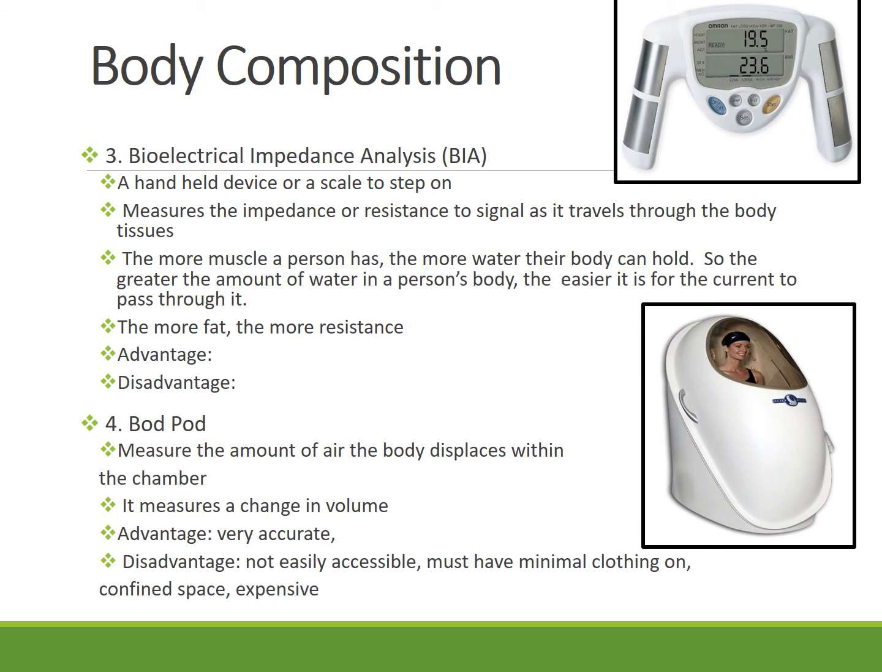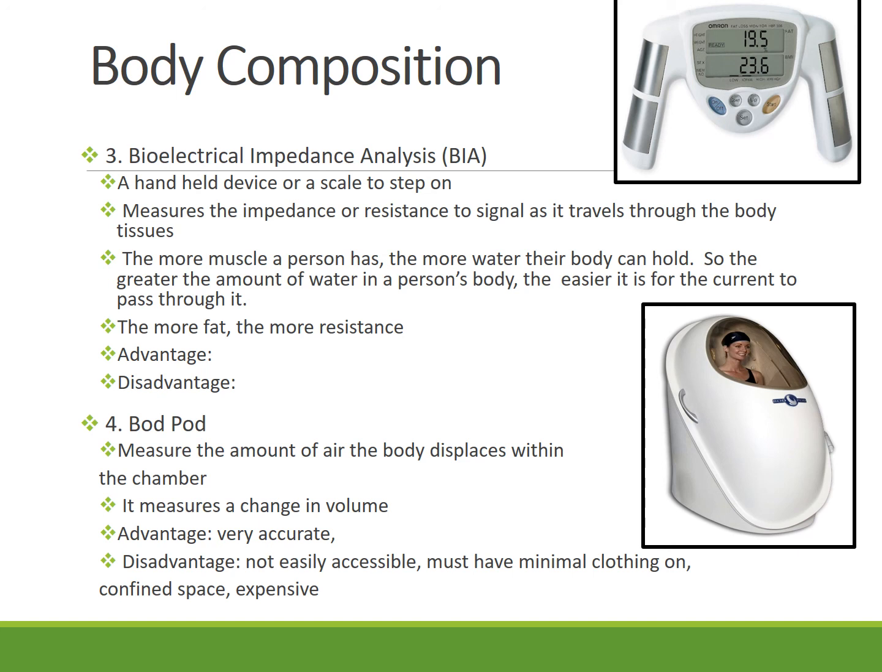Another one is the bioelectrical impedance analysis. You've probably seen this at a gym or maybe even in one of your other classes. It's a handheld device, or sometimes they will have a scale that you step on. It measures the impedance or resistance to a signal as it travels through the body tissue. So the more muscle a person has, the more water their body can hold. So the greater amount of water in the person's body, the easier the current passes through. So the more fat, the more resistance they will have. Advantages are it's inexpensive and it's portable. Disadvantages are it's not accurate, and dehydration can actually throw off the measurements.